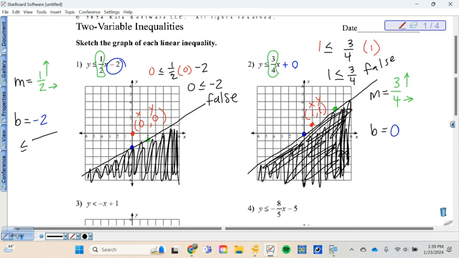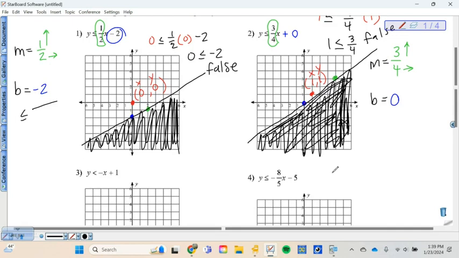Do you want to see one more or do you want to go on your own? One more? I heard a couple one mores. What one do you want to do? 3, 4, 5, or 6?